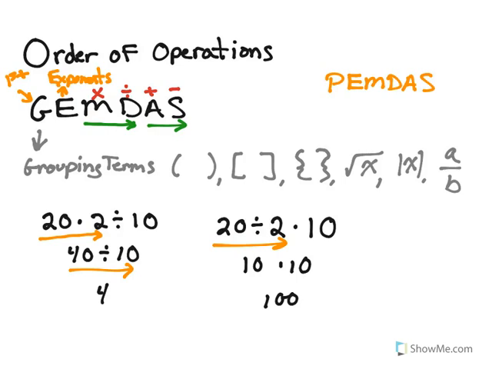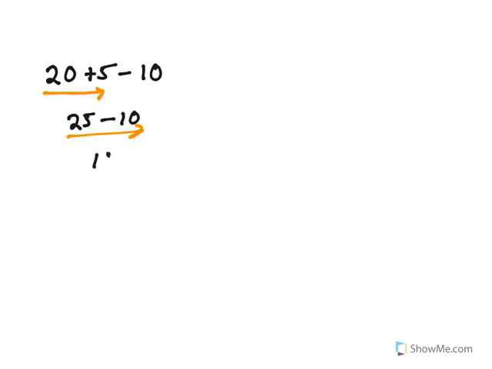So remember, multiplication and division are interchangeable, just like adding and subtracting. Okay, if you had adding and subtracting, so let's say you had 20 plus 5 minus 10, right? Well, you do 20 plus 5. So 20 plus 5 is 25. And then you subtract the 10. When you read it from left to right, you're going to get 15, right?